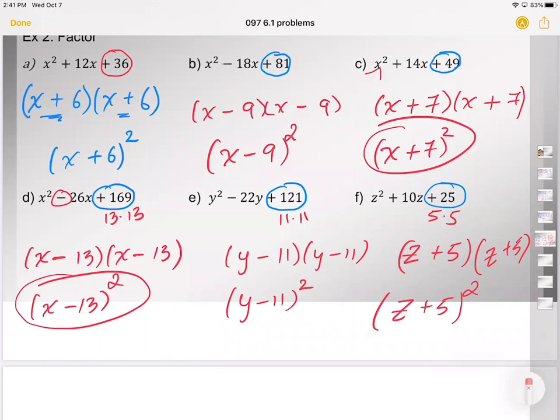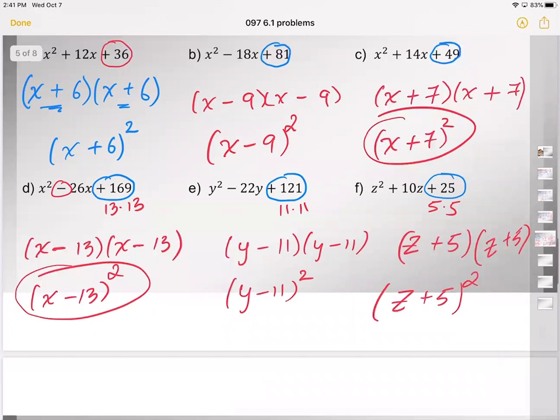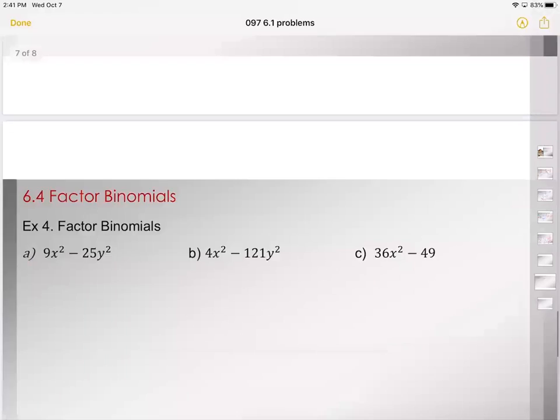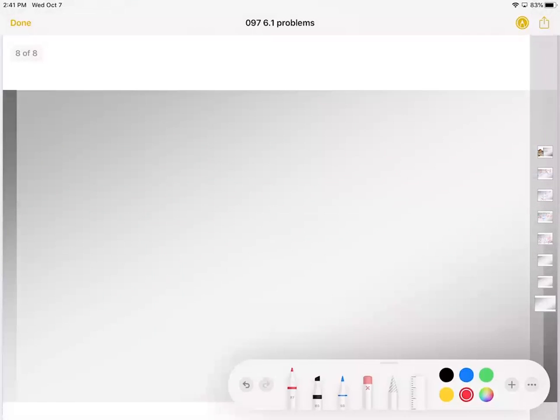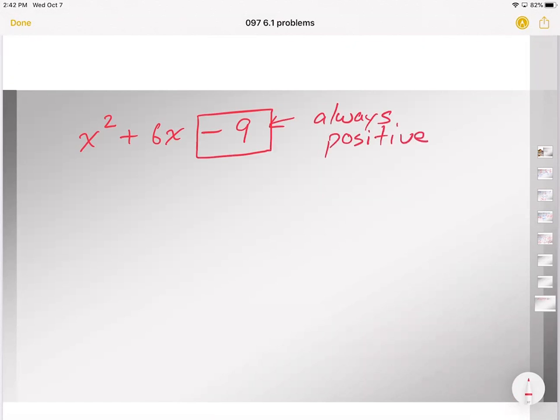And one thing, ladies and gentlemen, one thing is this. Let me jump to the next page. One thing is, if you remember, I told you that the last item, let's do x squared minus 6x minus 9, the last item has to be positive. So if they give you something like this, do not force it.